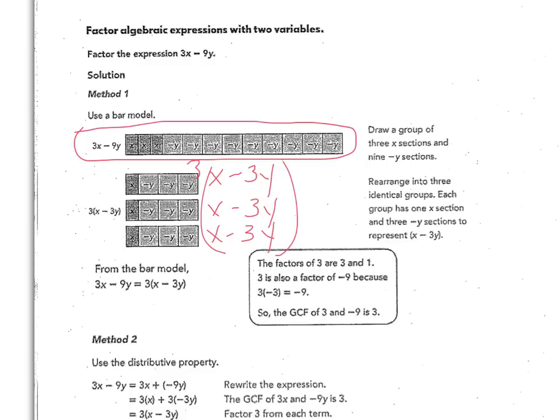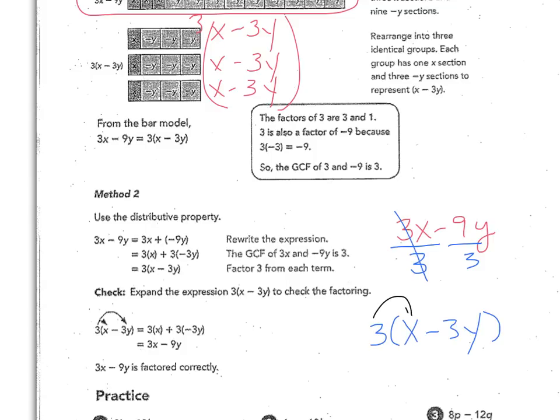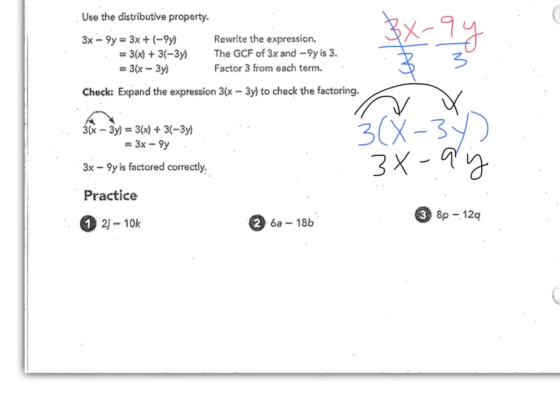Then again, the second way, using the reverse distributive property, I'm going to do it over here. We have 3x minus 9y. We're going to divide each of those by 3, because we're taking out a group of 3. So 3x divided by 3 is x. Negative 9y divided by 3 is negative 3y. And again, we can go back and use the distributive property, and we get the original problem, which was 3x minus 9y. I'm going to do this first one with you, and then I'm going to have you try it on your own.